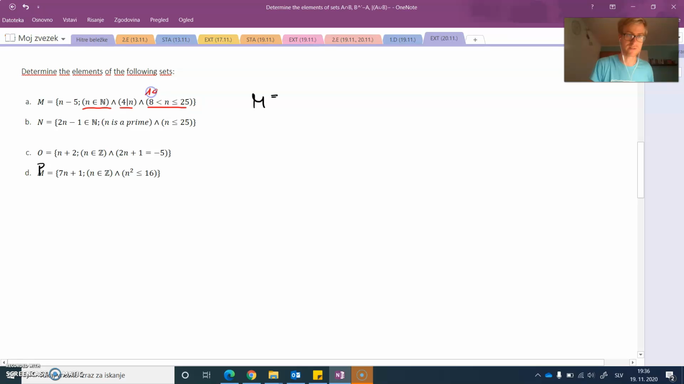The first one would be 12. You see, we don't take 18. So 16 and 20 and also 24. Those are all the elements between 8 and 25, not 8, because there's not a line under there, that are divisible by 4. And now you see, you don't take those elements, but you subtract 5 from them. This is basically what this set tells you. 12 minus 5, that's 7. 11 is 16 minus 5. Then 15 and 19. And this is a set M.